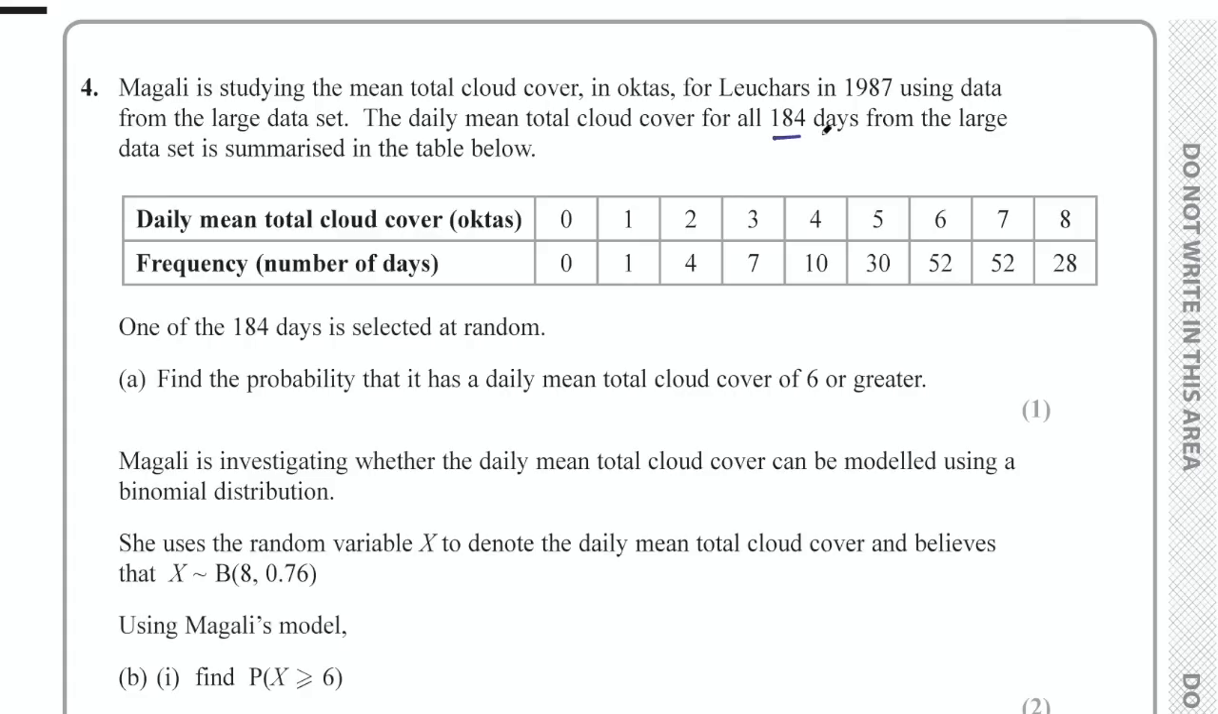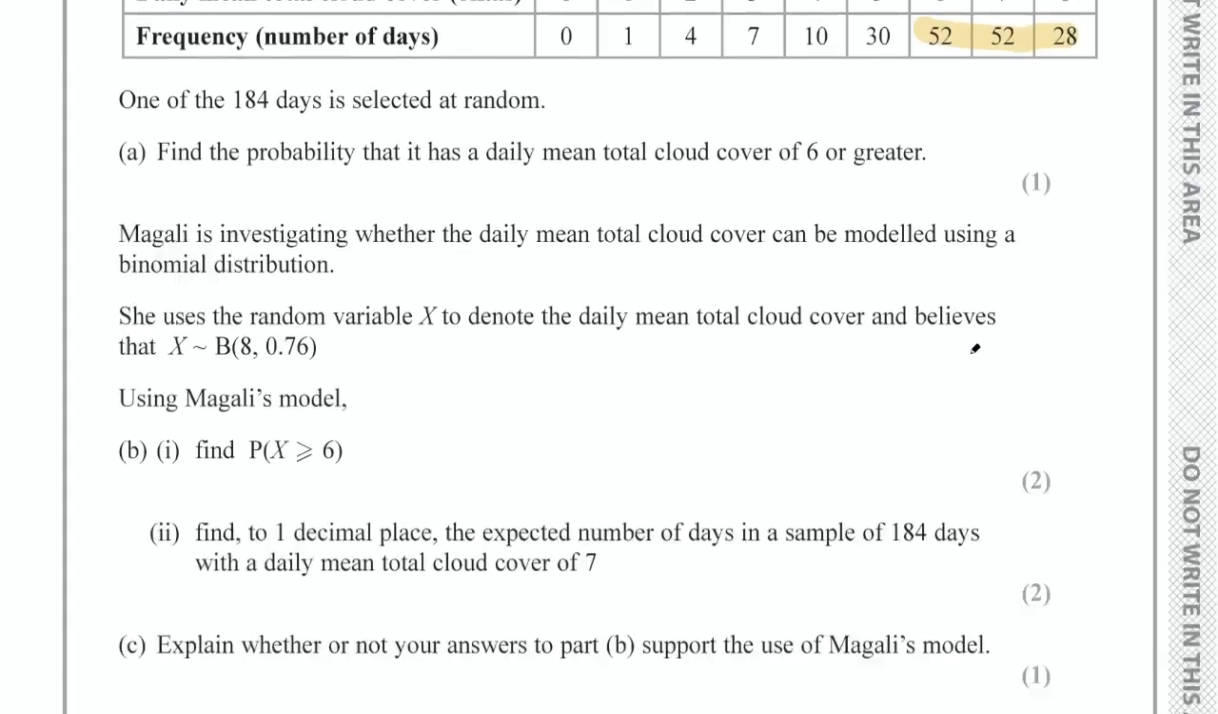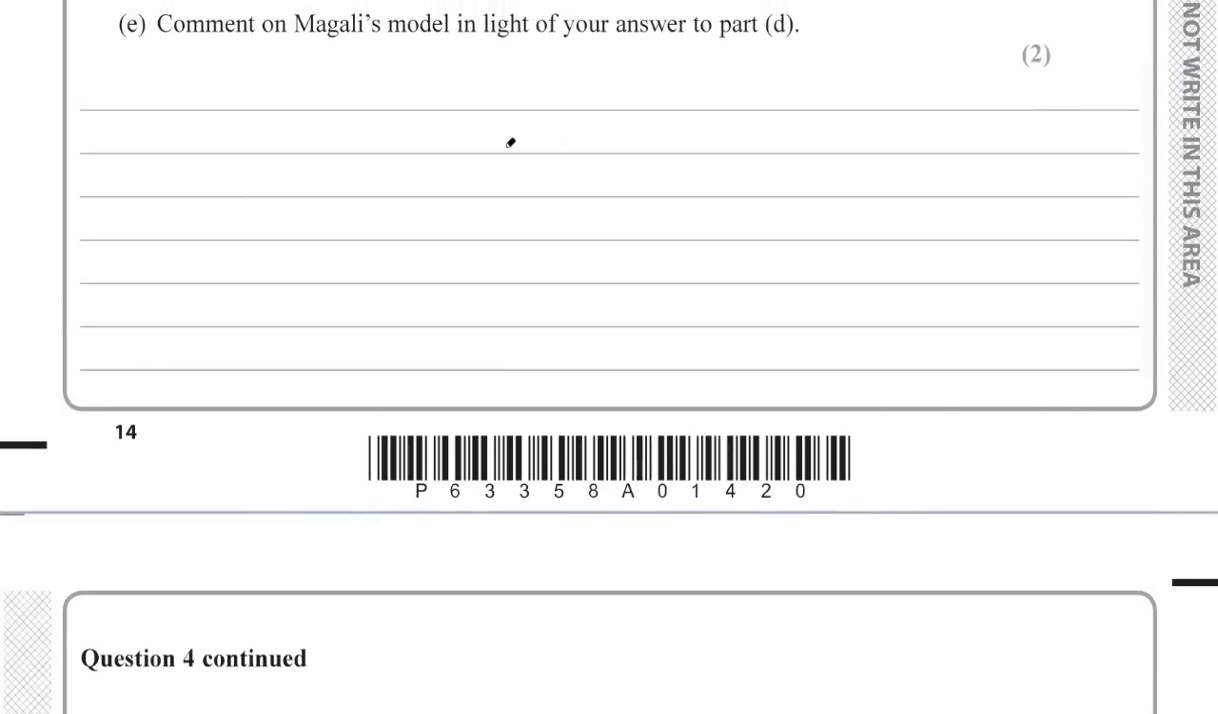Okay, so 184 days, we are looking for the probability that it has 6 or greater, so that's these ones here. Actually, let me use a highlighter there. We're looking for the probability that it falls into this category here. So let's add those up. Divide by 184, that should give us our probability. So 52 plus 52 plus 28, that's going to be 132 divided by 184. That should be our probability.